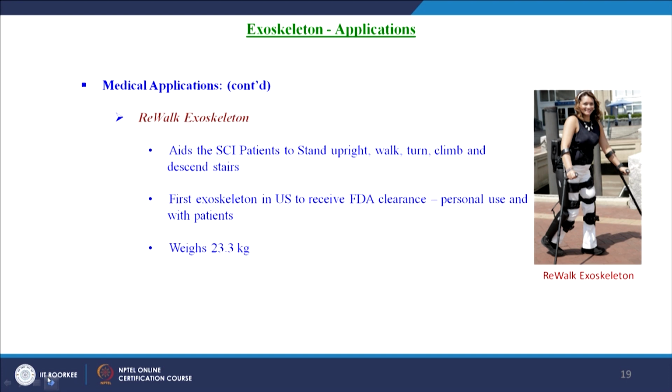And we now discuss the ReWalk exoskeleton. The schematic is shown here, and it aids spinal cord injury patients to stand upright, walk, turn, and climb and descend stairs. They can walk down the steps of the stairs. It is the first exoskeleton in the US to receive FDA clearance for personal use and to be used with patients, and it weighs only 23.3 kilograms.